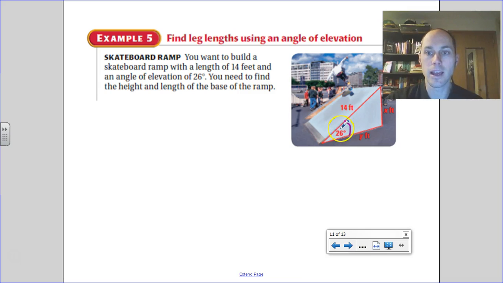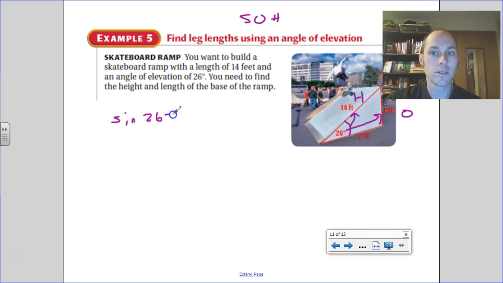So I can find either x or y. It doesn't matter which one I find first. So let's just go with x since that comes first alphabetically. That's opposite. And that's hypotenuse. So OH, SOH CAH TOA, so sine. So sine of 26 equals opposite over hypotenuse. Why don't you take the time to solve that one and then figure out how to get y.